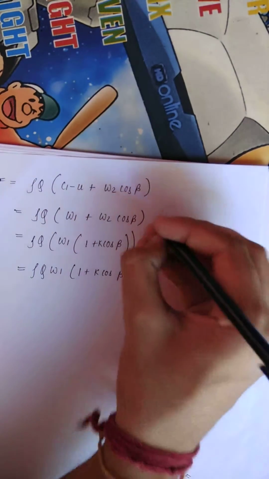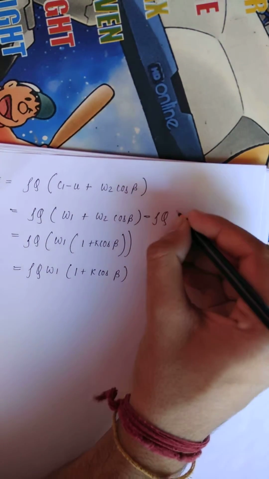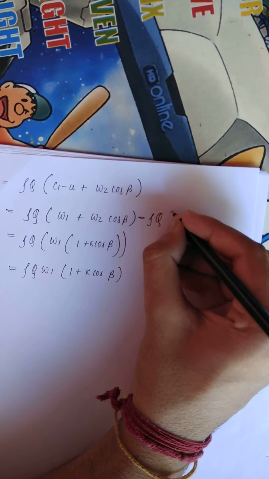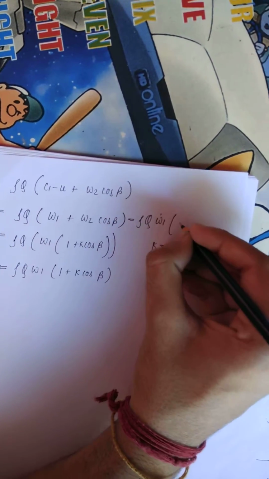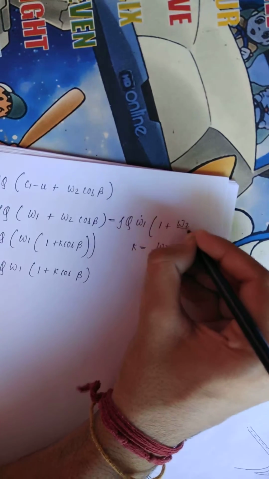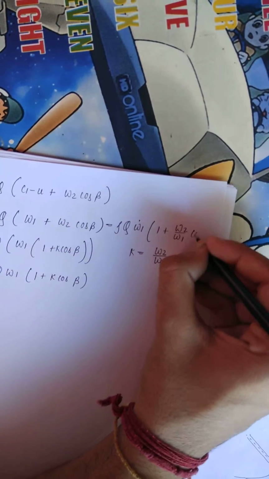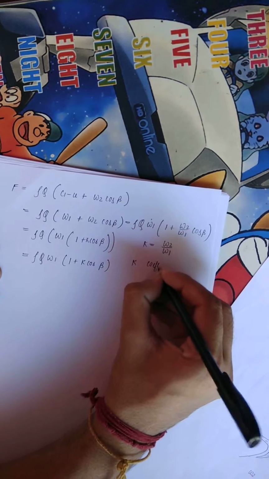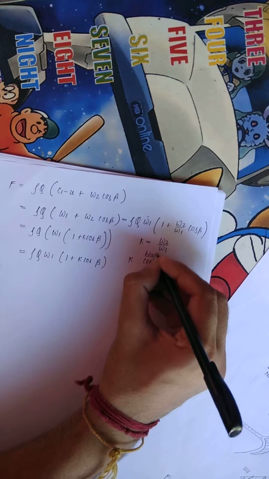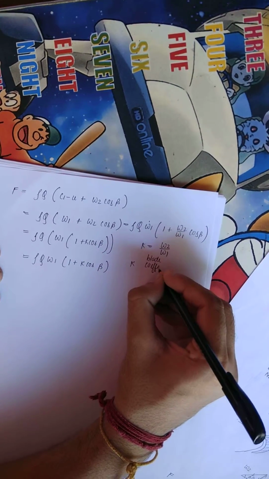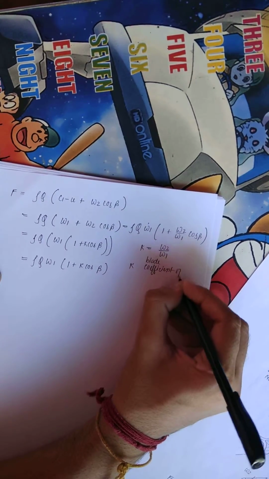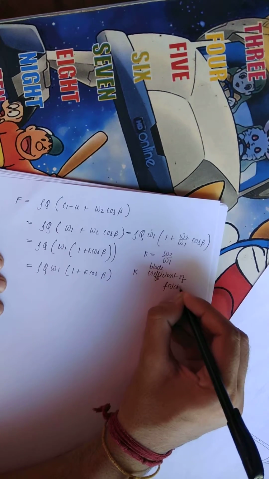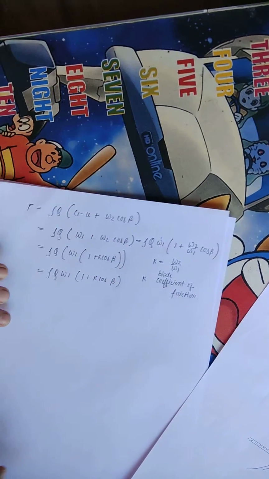I have skipped one step here. It can be written as w1 taken as common, 1 plus w2 by w1 cos beta. Now what is K? K is the blade coefficient of friction. So we have this equation.